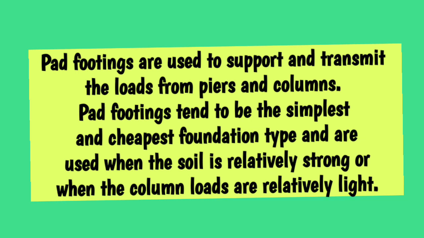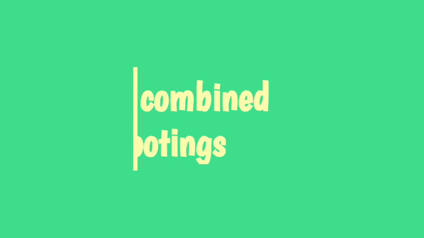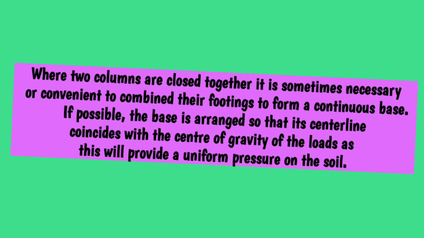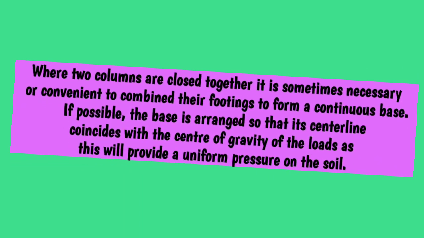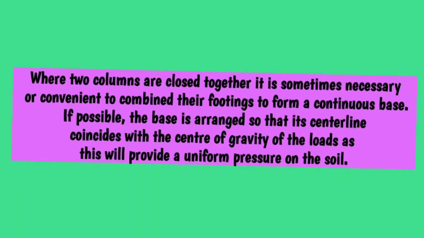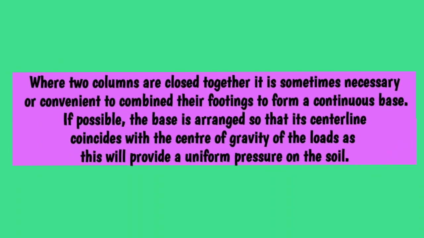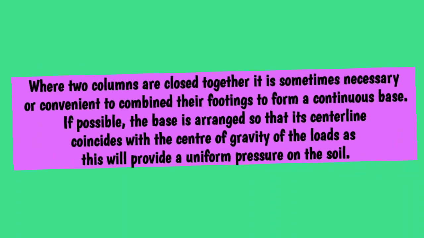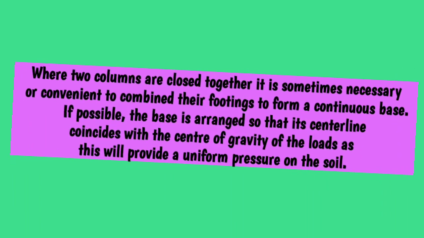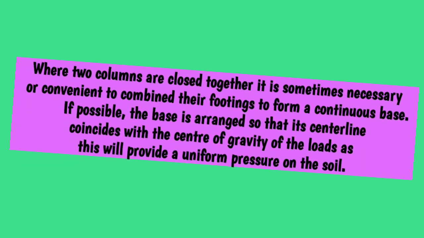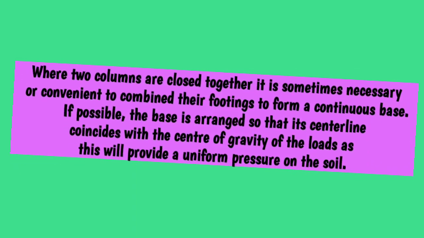Number two, combined footings. Where two columns are close together, it is sometimes necessary or convenient to combine the footing to form a continuous base. If possible, the base is arranged so that its center line coincides with the center of gravity of the loads, as this will provide a uniform pressure on the soil.